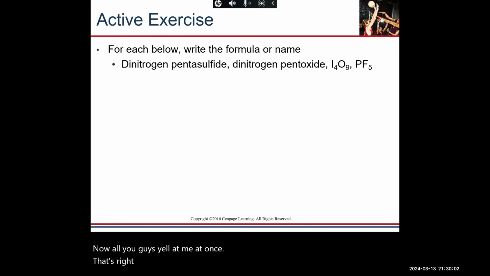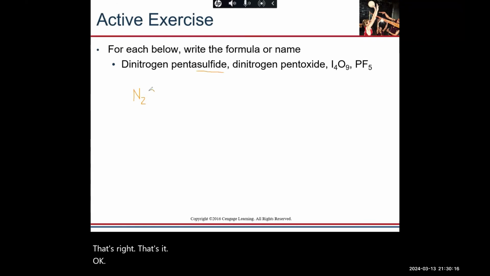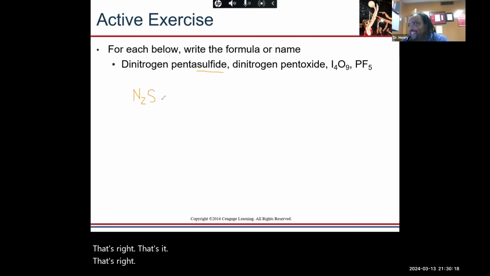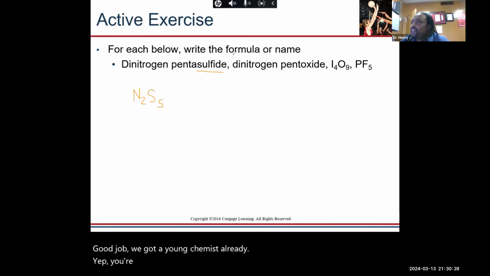So for the dinitrogen, would it be N2? And then sulfide, I'm not even sure. I can't find my periodic table right now. But I think it would be S? S5? Five. That's right. That is correct. Good job. We got our young chemist already. Okay, what about the next one?